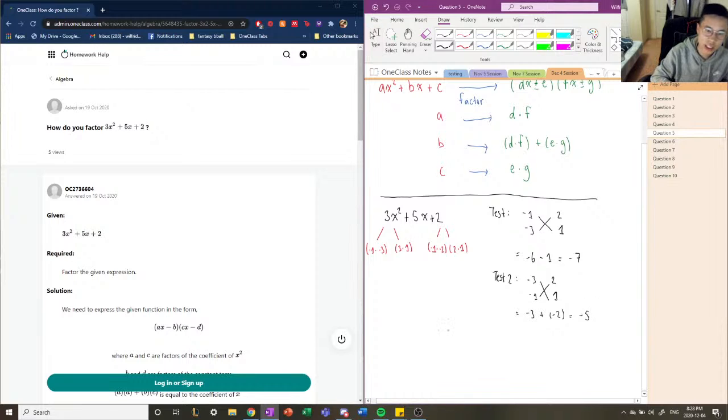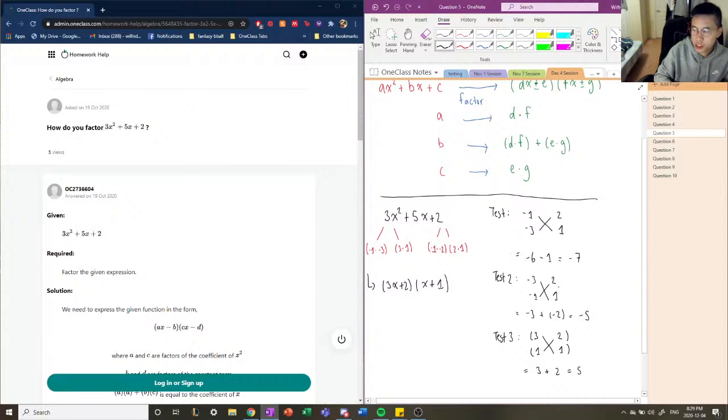So let's say, okay, let's test 3. Let's choose instead 3 and 1 and do the same ordering, okay? So test 3. We're going to write 3 and 1 here and 2 and 1. So we're going to cross multiply, bam and bam, and we get 3 plus 2 equals 5. Nice. We have found our middle coefficient and we have found our factors, which is this and this. And now we can write it out, now that we have found the factors, as 3x plus 2 and x plus 1 as our irreducible factors of our quadratic function.